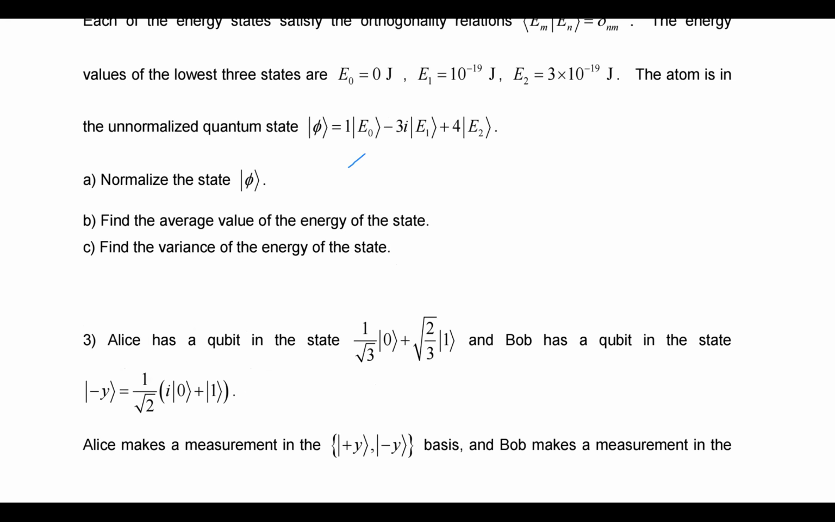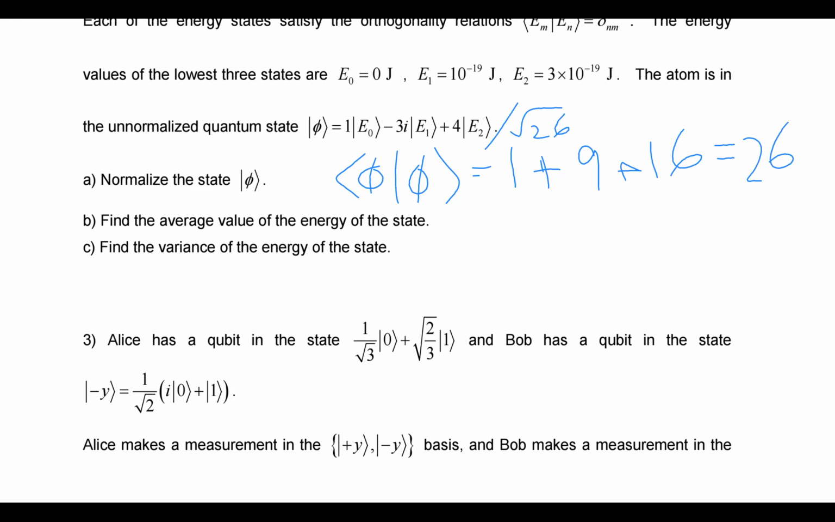So basically you just calculate phi and phi, and this one will be equal to 1 plus... basically you always just look at the magnitudes of these things and square it, right? So 1 plus 9 plus 16, so that is 26, right? And so if you just divide this by the square root of 26, then that will be a normalized state. Then find the average value of the energy of the state.